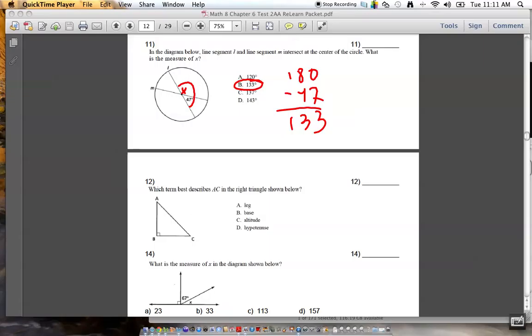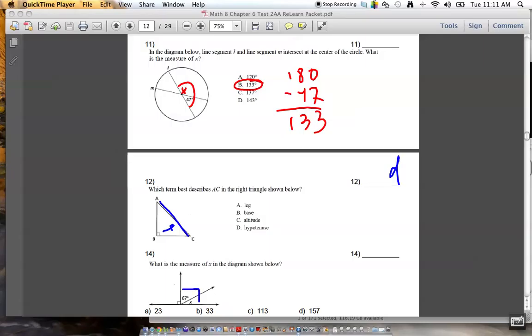Okay, next up. Which best describes AC in this right triangle? Which term do you think describes that? Leg, base, altitude, hypotenuse? Everybody, what do you think? Hypotenuse. Remember, we draw the line across from the right angle, and that tells us the hypotenuse, so we have choice D.